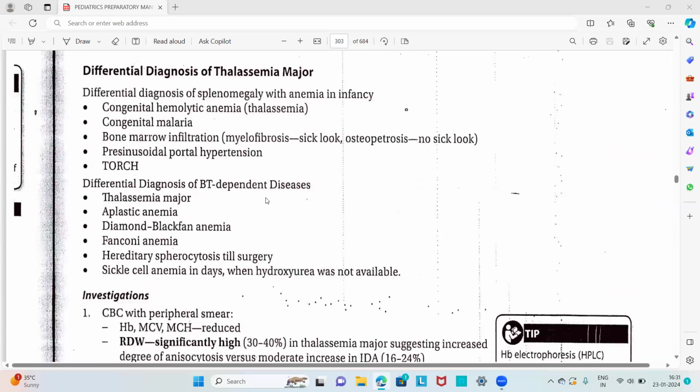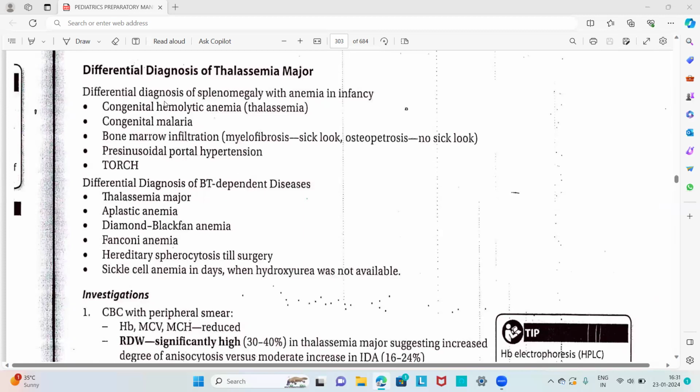Then about the differential diagnosis of thalassemia major: the differential diagnosis of splenomegaly with anemia in infancy includes congenital hemolytic anemia, congenital malaria, bone marrow infiltration such as myelofibrosis, osteopetrosis, pre-sinusoidal portal hypertension, and TORCH infection. The differential diagnosis of blood transfusion dependent disease includes thalassemia major, aplastic anemia, Diamond-Blackfan anemia, Fanconi's anemia, hereditary spherocytosis till splenectomy, and sickle cell anemia in the days when hydroxyurea was not available.